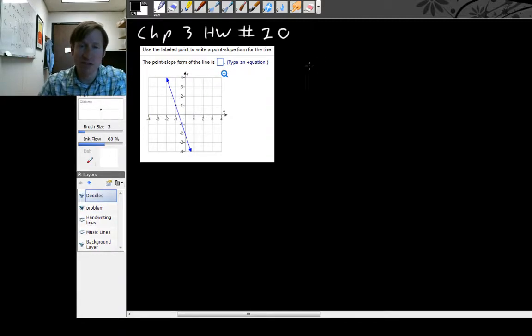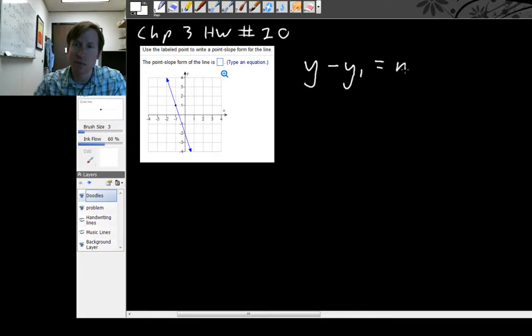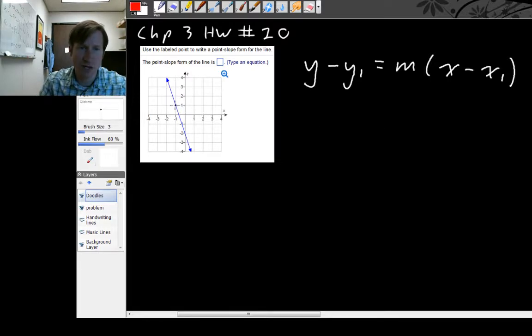So just to remind you what the point-slope form of the equation of a line is, it's y minus y1 equals the slope m times x minus x1. Okay, and the point that we need to use is this one right here, and the coordinates of that point are -1 in the x direction and 1 in the y direction. So -1 is going to be playing the role of x1, and 1 is going to be playing the role of y1. So we're going to use these two coordinates in our point-slope form. We're going to put them in here for x1 and y1.